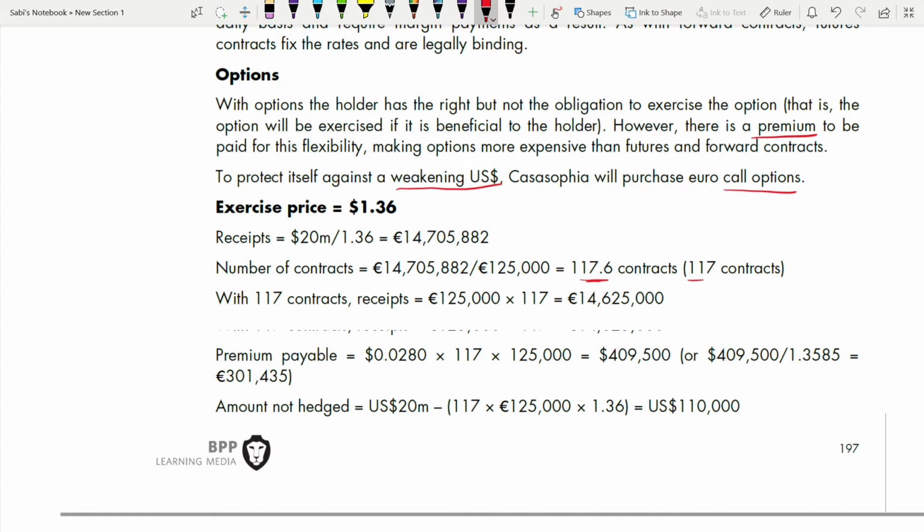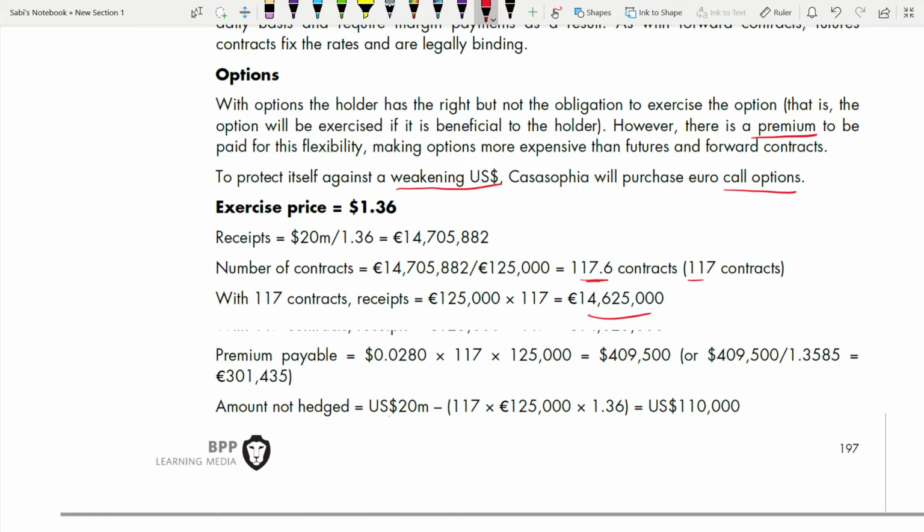So how do you know that difference? The way is the number of contracts you have taken into the contract size. 125 into 117, so this is in euro. Now you need to convert into dollar, because you know 20 million is the dollar. So how much are you not hedging from that 20 million? That's why you need to convert this again into dollar, right? And this, okay, here amount not hedged.